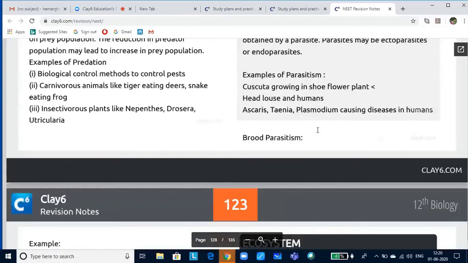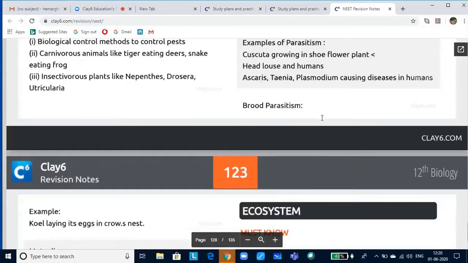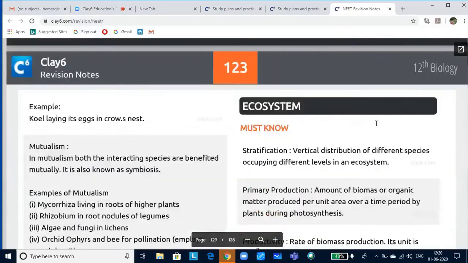Now, if you look at Ascaris, Taenia and Plasmodium, they are all present within the human intestine and they cause diseases in humans. Now, brood parasitism means that one of the birds will not lay an egg of its own.